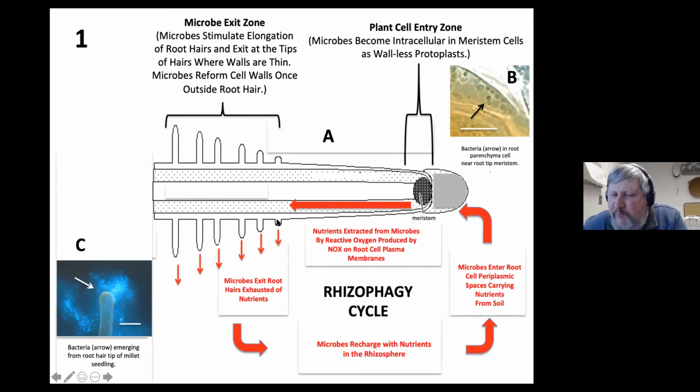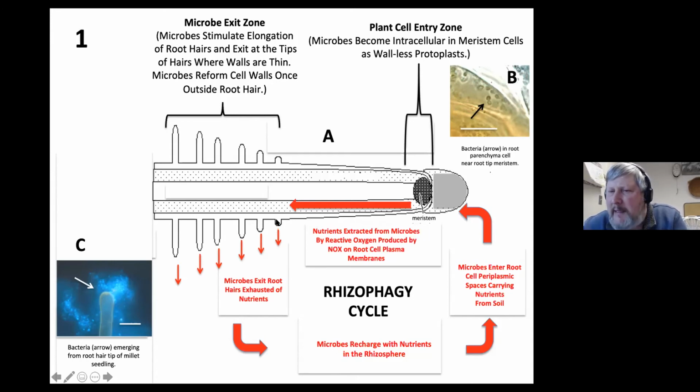They'll trigger root hair formation and they'll be ejected out into the soil where they'll reform their cell walls, and then they'll go out into the soil and acquire more nutrients. Okay, they're ejected from the tips of those elongating root hairs. And as those root hairs elongate, they eject those microbes.